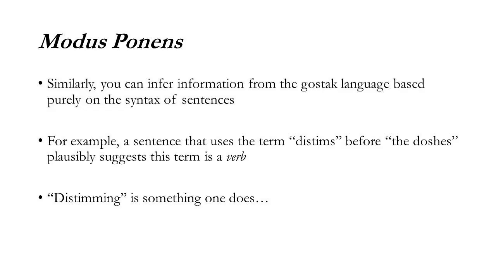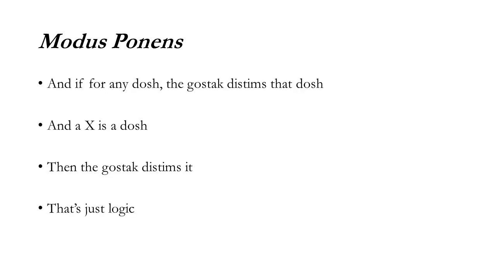Similarly, you can infer information from the Gostack language based purely on the syntax of sentences. For example, a sentence that uses the term "distems" before the dashes plausibly suggests this term is a verb. It is doing something. Distemming is a thing done. And if for any dash, the Gostack distems that dash, and X is a dash, then the Gostack distems it, and that's just logic. Now, going forward, we're only going to be learning enough logic to minimize the cognitive load on your working memory, short and long term.